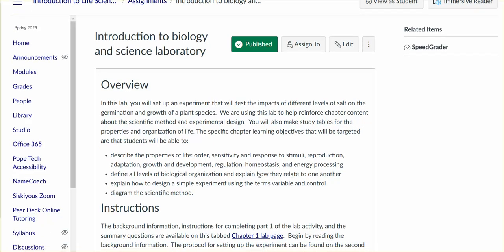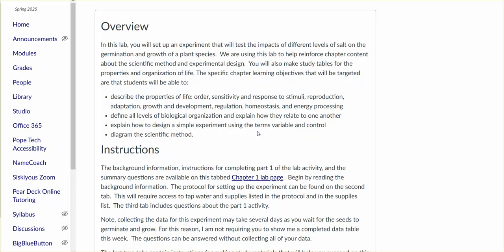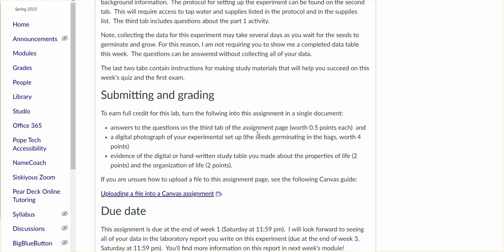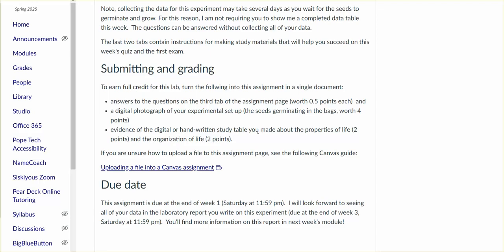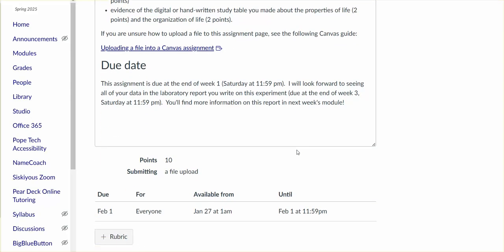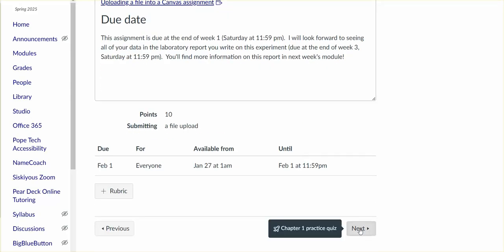So this is where you will turn in the lab materials. So everything that you create for this lab will be submitted here. Specifically, what I'm looking for are the answers to those questions about the salinity and germination and seedling growth experiment, a photograph of your experimental setup, so the seeds germinating in the bags, and then your study table about the properties of life and your organization of life diagram. This is all due by Saturday at the end of the day, so Saturday at 11:59 p.m.